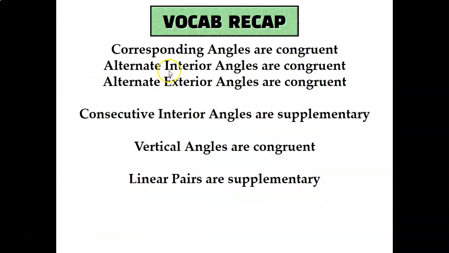So a quick vocab recap. Corresponding angles are congruent, alternate interior angles are congruent, and alternate exterior angles are congruent. Whereas consecutive interior angles are supplementary. Now these first four things are only true if it's parallel lines that are cut by a transversal. If the lines are not parallel, then you don't know any of this is true. And then also a quick vocab recap from the last couple of units. Vertical angles are always congruent and linear pairs are always supplementary regardless of whether lines are parallel or not.